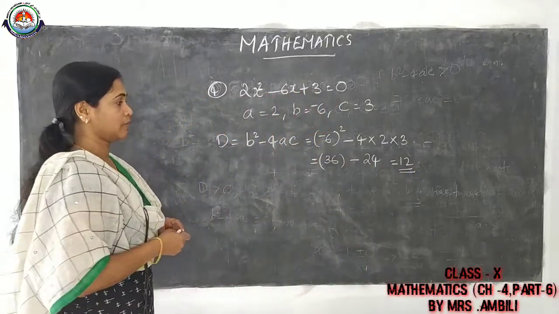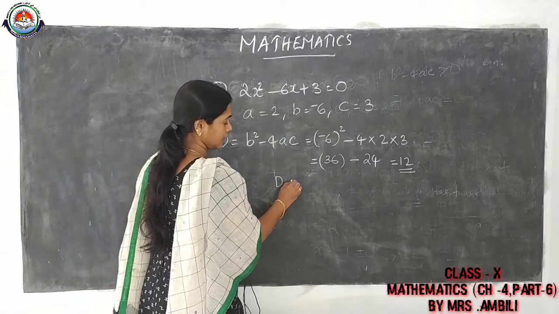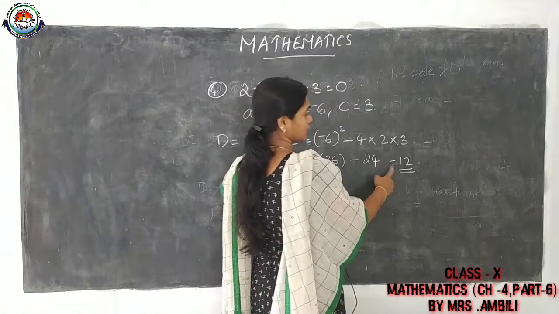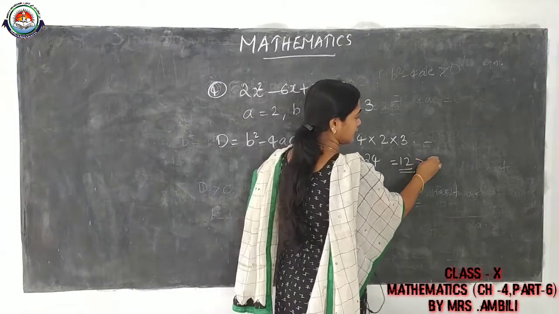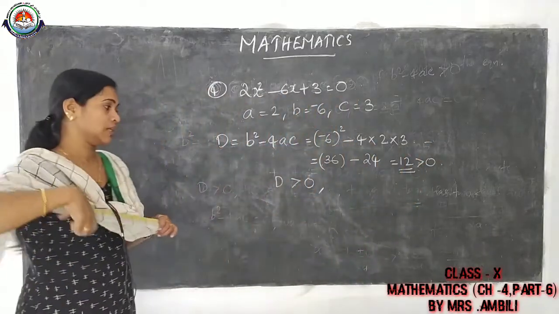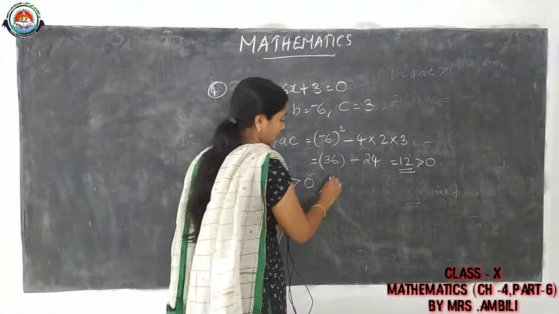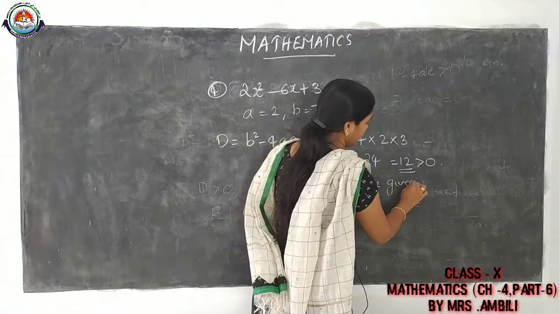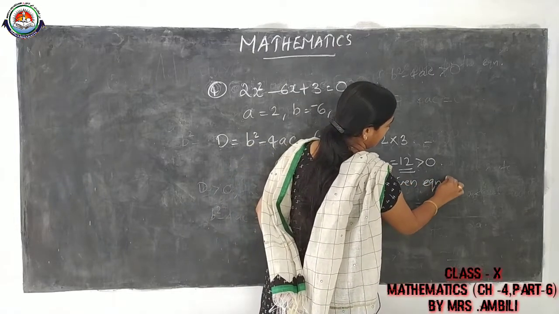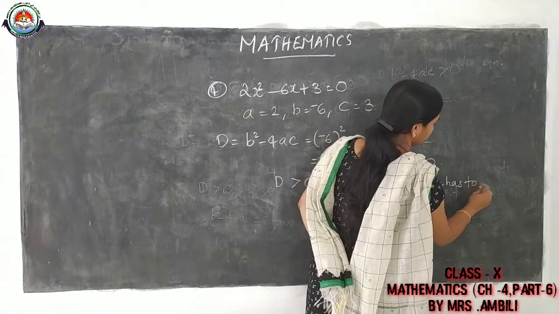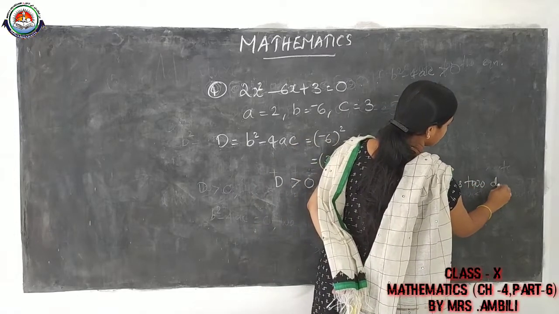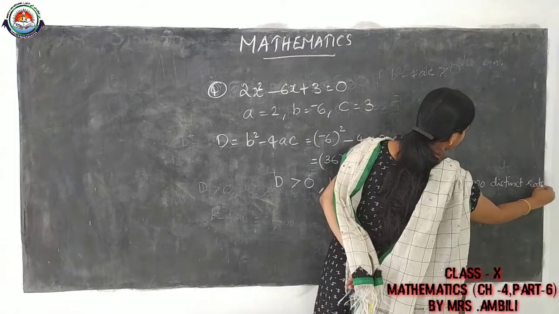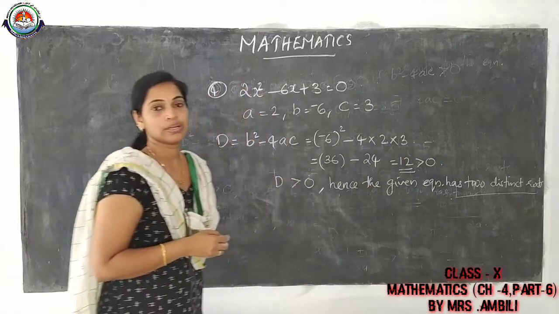So what did we get? B square minus 4ac, that is D, is greater than 0. We got b square minus 4ac as 12, and 12 is greater than 0. So what is the nature of the roots? This D is greater than 0 means hence the given equation has two distinct real roots.